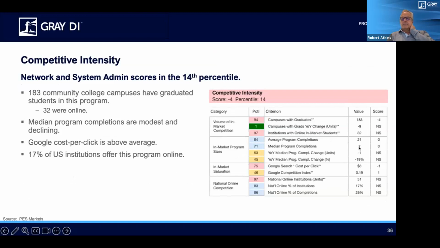Median program size, not so exciting at 7, and it's dropping. That always concerns me. It means that the typical school in the market is having trouble filling its classrooms.